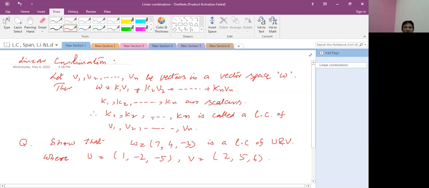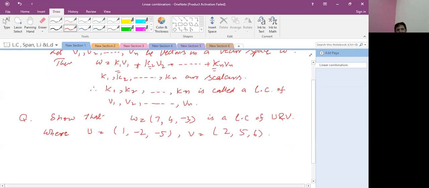So according to the definition, student, K1, K2, K3 and so on up to Kn, when multiplied by the vectors V1, V2 and Vn, that is why we call it a linear combination of the given vectors V1, V2, Vn. So according to the definition, first we write an application: show that this vector W is a linear combination of U and V.